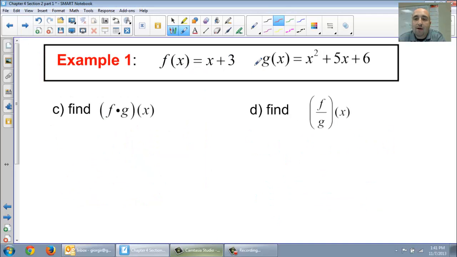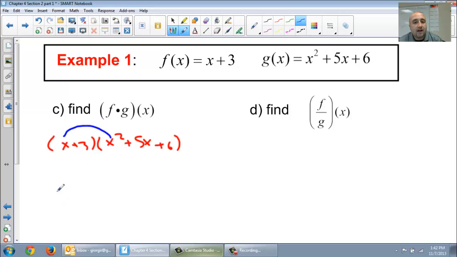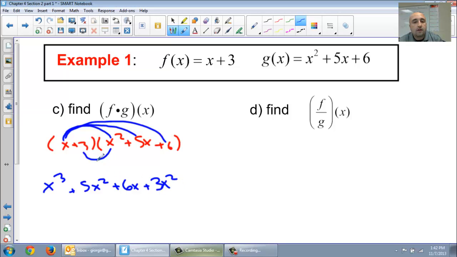All right, we're still on the same problem. I just changed pages. Still the same two functions. The next part C says to do f times g. So I'm going to take x plus 3, and I'm going to multiply it by x squared plus 5x plus 6. Okay, so the only thing you have to do here is make sure you pay attention and do it slowly. X times x squared is x to the third. X times 5x is 5x squared. X times 6 is 6x. Then I do the 3. 3 times x squared is 3x squared. 3 times 5x is 15x. And 3 times 6 is 18.